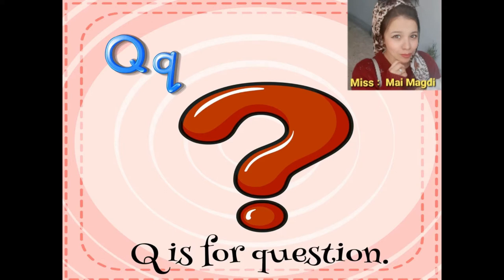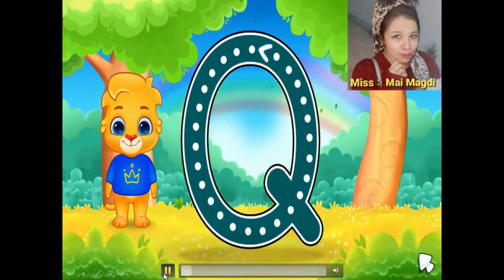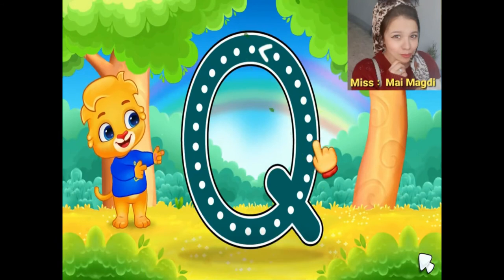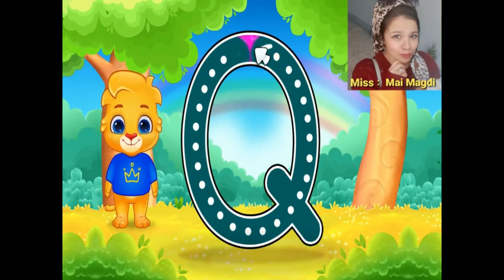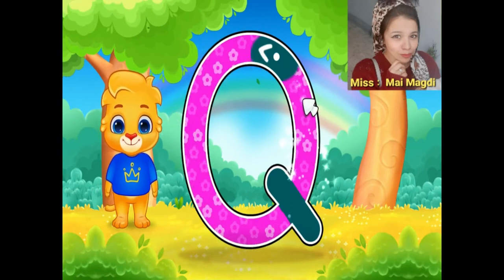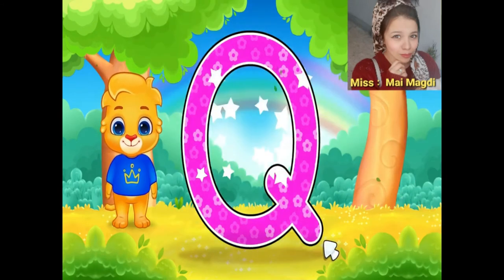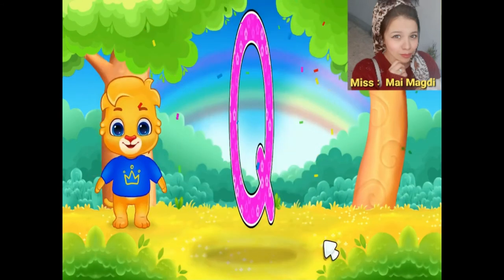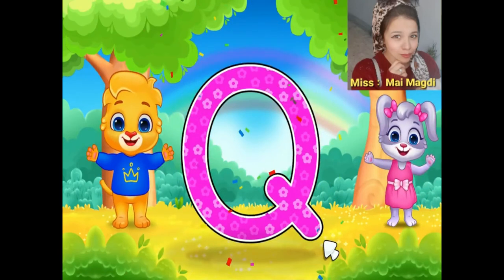طيب, let's write letter Q. How to write letter Q? Let's start. Okay, it's easy. Start from the top and make a big circle to the left. Big circle. Excellent. Okay, and go to the bottom and make a line down to the right. It's so easy.